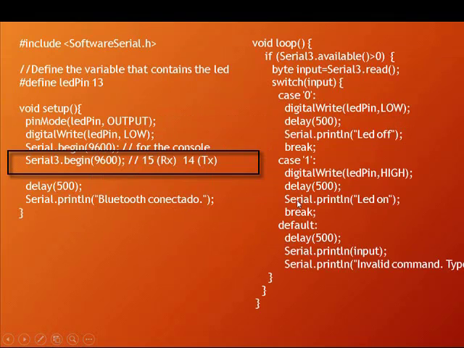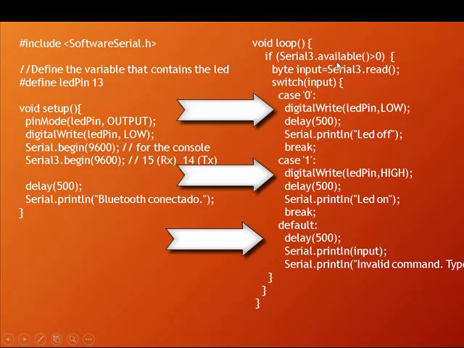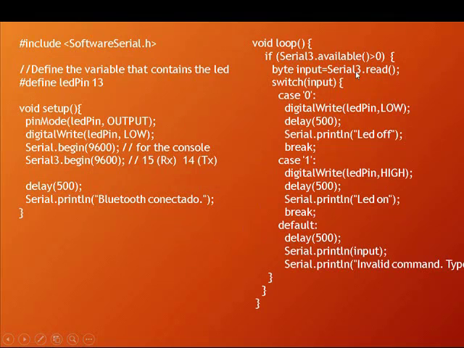The code is very simple. In the setup, we must set up the serial communication. And in the loop, I only have to read the characters and proceed accordingly. In addition, I can also use another serial communication via USB to see what the microcontroller receives.